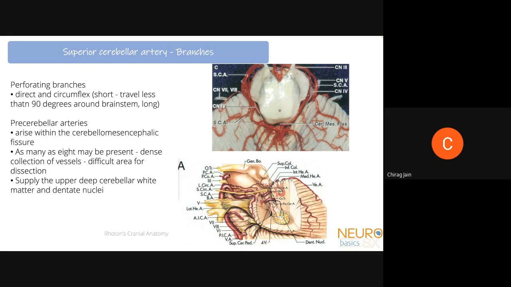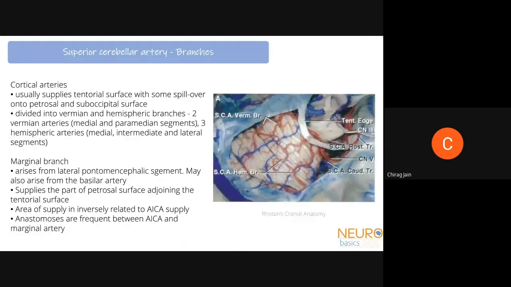The cortical arteries, on the other hand, are going to be running out of the cerebellomesencephalic fissure and supplying the tentorial surface. This is a picture after removal of the tentorium, as we can see here. So these arteries can also spill over and supply a little bit of the petrosal surface and then spill down and supply a little bit of the suboccipital surface.